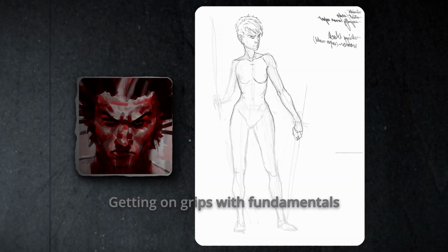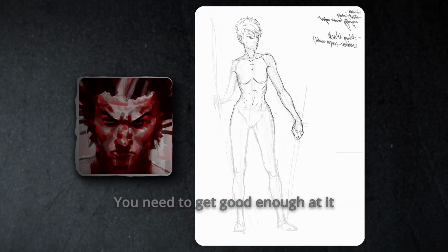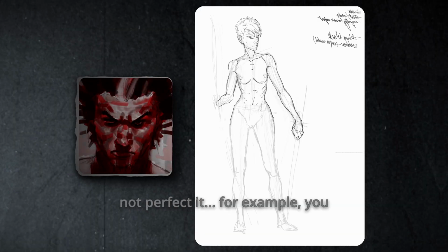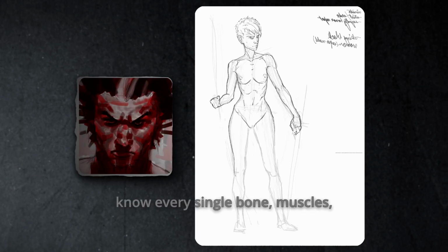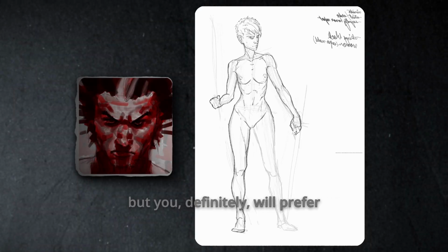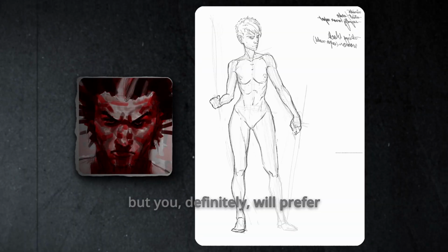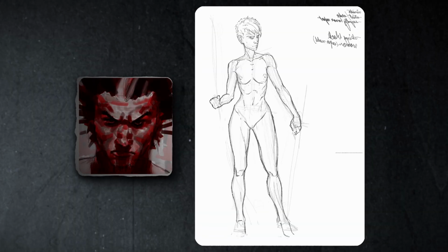Getting a grip on fundamentals is hard enough, let alone perfecting them. You need to get good enough at it, not perfected. For example, you don't need to know every single bone and muscle's scientific name to draw them believably on the human form. But you will definitely prefer knowing their overall placement in the body and their function.